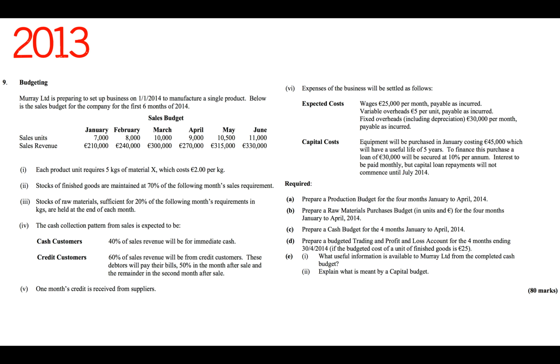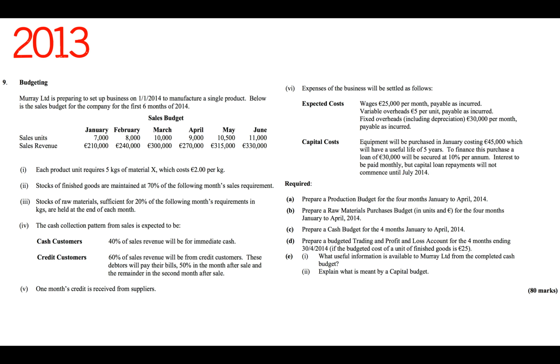Note 1, each product unit requires 5 kgs of material X, which costs €2 per kg. Note 2, stocks of finished goods are maintained at 70% of the following month's sales requirement. Note 3, stocks of raw materials sufficient for 20% of the following month's requirements in kgs are held at the end of each month.